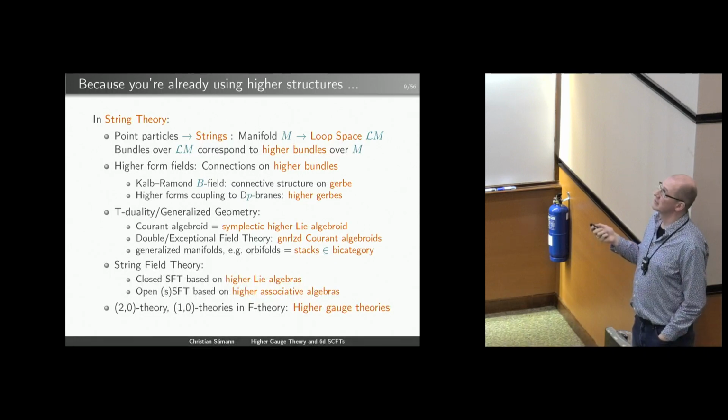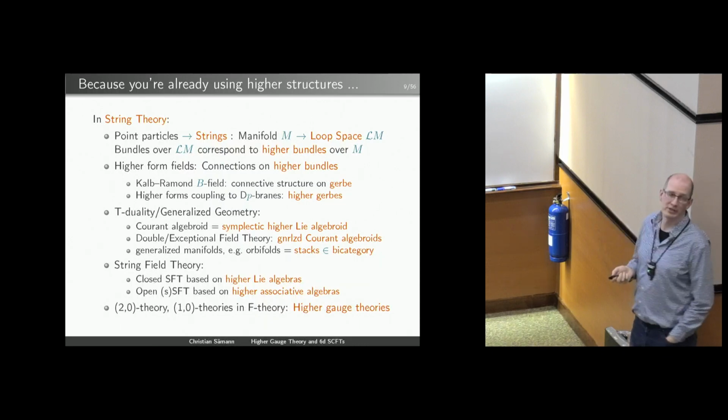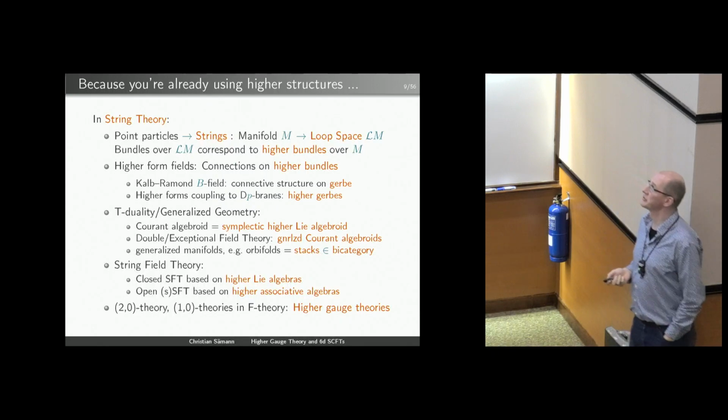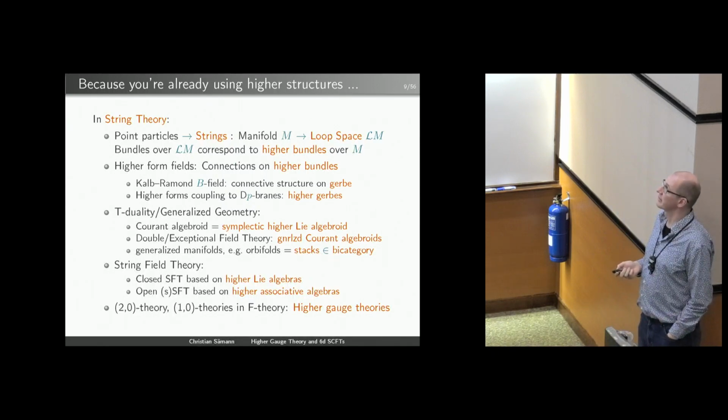And if you put a spin bundle over loop space, then you get what's called a string structure over the manifold. And that will indeed be the basis for the gauge structure that we'll use later on in our constructions.